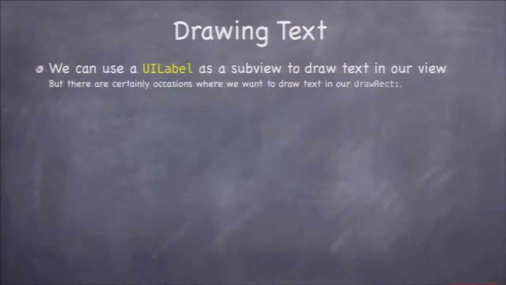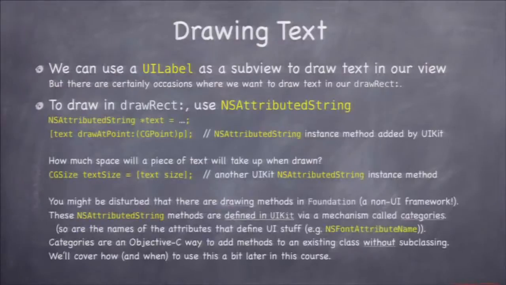All right, drawing text. It's all great drawing triangles and filling them with colors. What if you want to draw text inside your view? Well, of course, we use UILabel to draw the vast majority of text on the screen in UIKit, but you can use NSAttributedString to draw any text you want. And it could not be simpler.